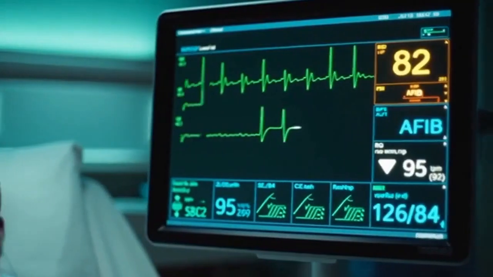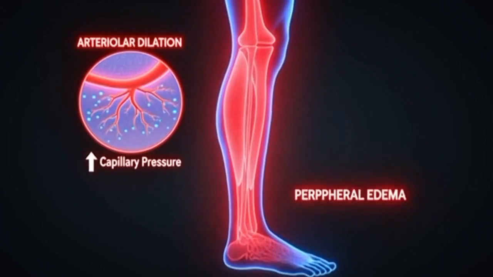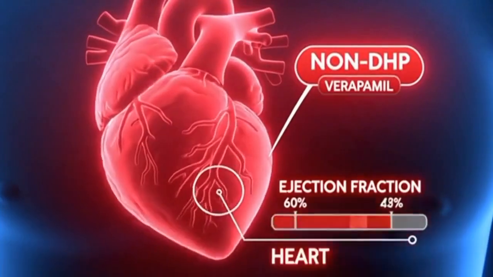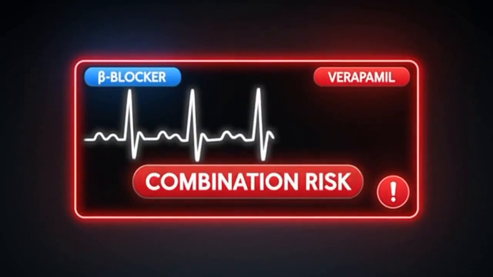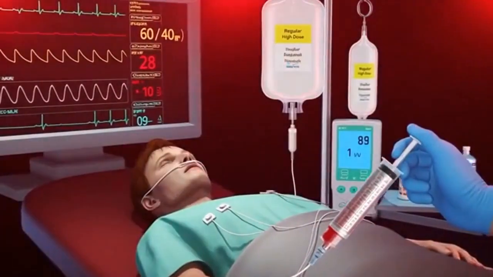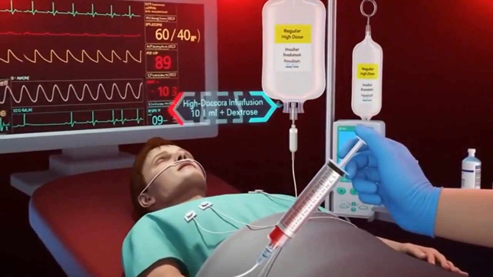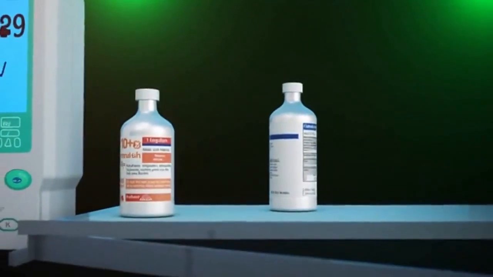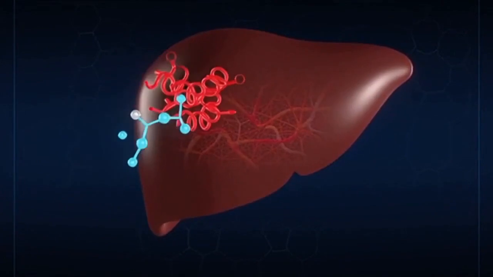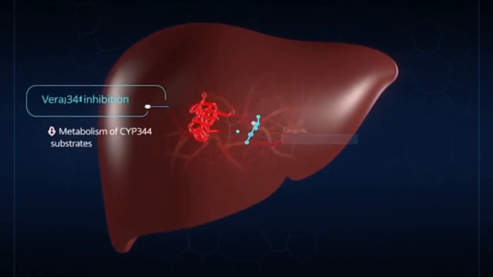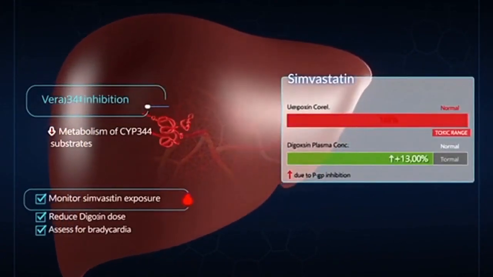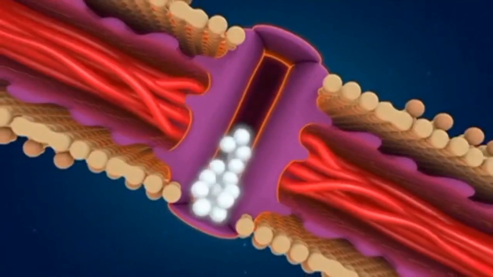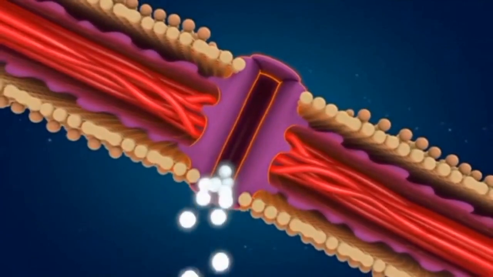Key adverse effects and contraindications. Dihydropyridines cause peripheral edema from arteriolar dilation, increasing capillary hydrostatic pressure, flushing, headache, and reflex tachycardia. The edema is dose-dependent and often improves with combining a RAS blocker, which dilates the venule as well. Non-dihydropyridines cause bradycardia, AV block, and negative inotropy.